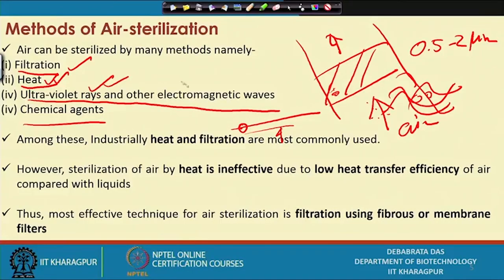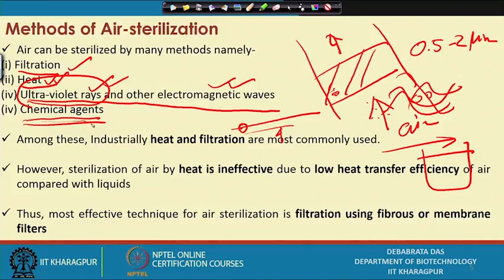Then ultraviolet rays and other electromagnetic waves, because we have two types of air: moving air and stagnant air. We have seen that in operation theaters, sterilization is usually done with ultraviolet rays or other electromagnetic waves, mostly ultraviolet rays. Even in the lab, in the laminar flow where we transport our culture, sterilization is done with UV rays. So that is usually recommended for stagnant air, not for running air. Another is the chemical agent, like chlorine I told you about. We spray chlorine in the room so that the room will be more or less sterilized. So these are the mechanisms through which we can sterilize air.